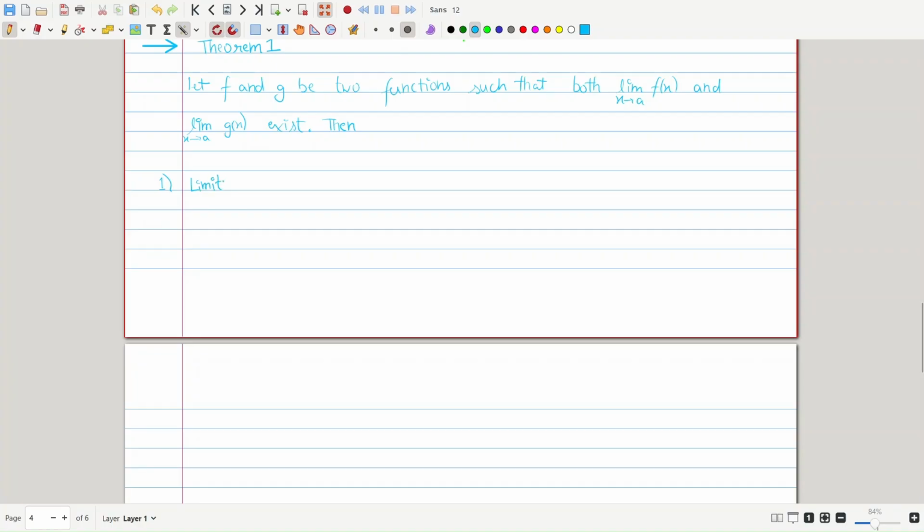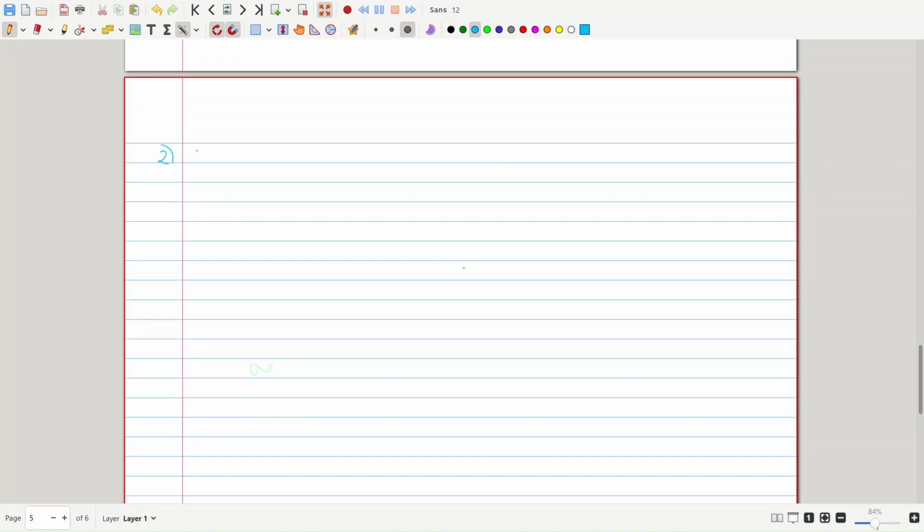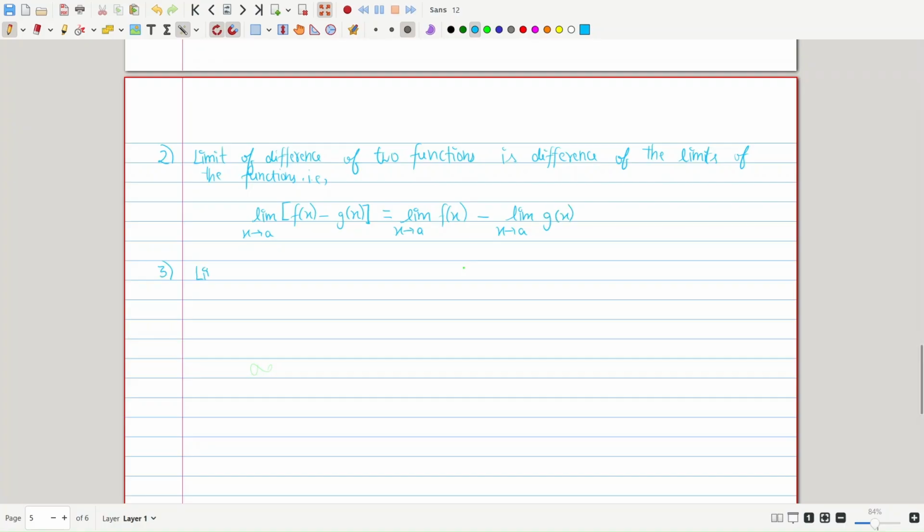First is the sum rule: the limit of the sum of two functions is the sum of the limits of the functions. What do we mean by that? Say limit x tending to a of (f(x) plus g(x)) is equal to the individual limit of f(x) plus the individual limit of g(x), and just add them. Secondly, subtraction. The limit of the difference of two functions is the difference of the limits of the functions. That is, limit x tending to a f(x) minus g(x) is similarly equal to limit x tending to a f(x) minus limit x tending to a g(x).